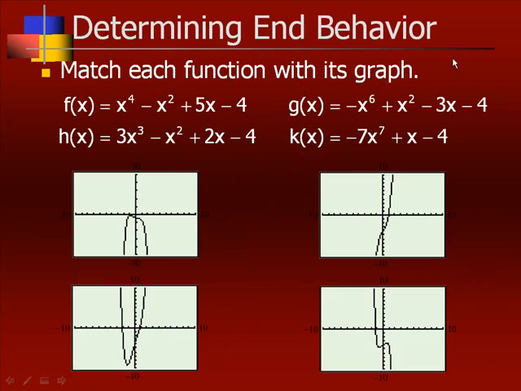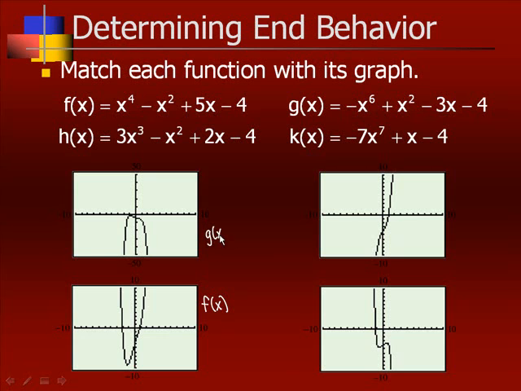We're going to match each function with its graph. Now the first graph is x to the fourth power. So that's an even power, which means they're both up or both down. Because it's a positive x to the fourth, both endpoints go up. So this is our f of x graph. Now g of x is negative x to the sixth. Well, x to the sixth is an even power, so they both go up or they both go down. And the negative means they're both going to go down.